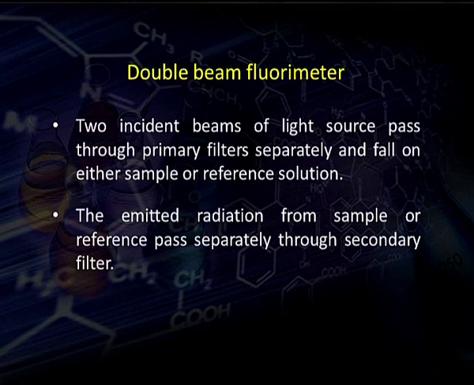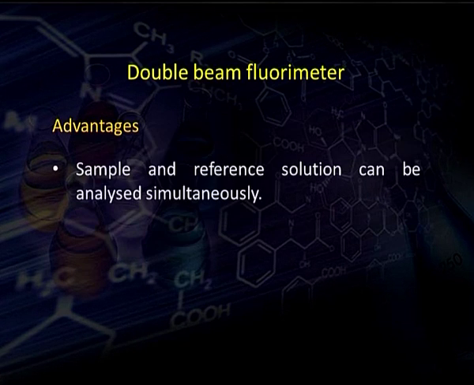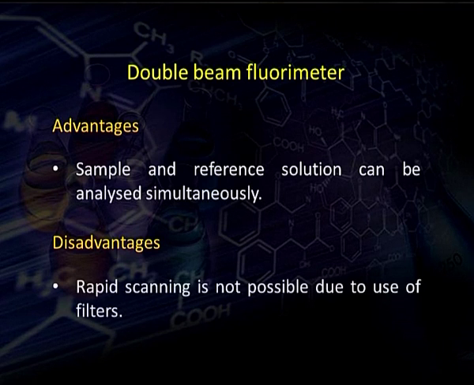Here two incident beams of light source pass through primary filters separately and fall on either sample or reference solution. The emitted radiation from sample or reference passes separately through secondary filter. The advantage of using double beam fluorimeter is that the sample and reference solution can be analyzed simultaneously, and the disadvantage is that rapid scanning is not possible due to the use of filters.